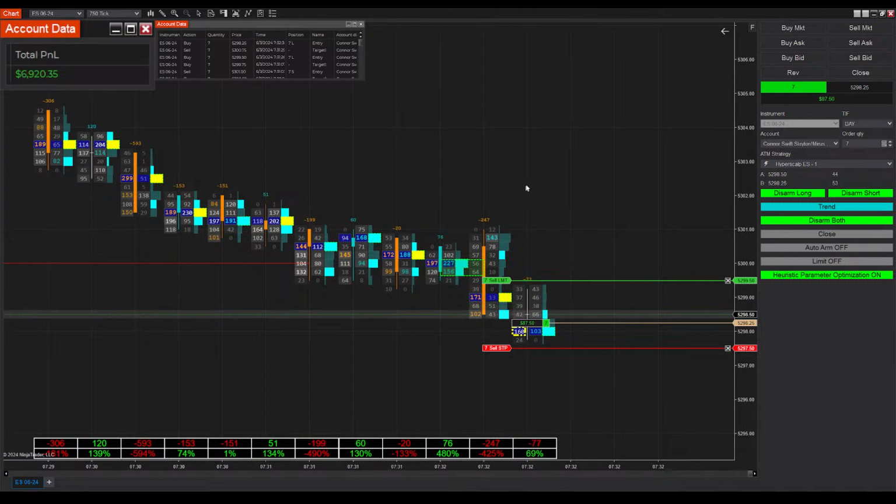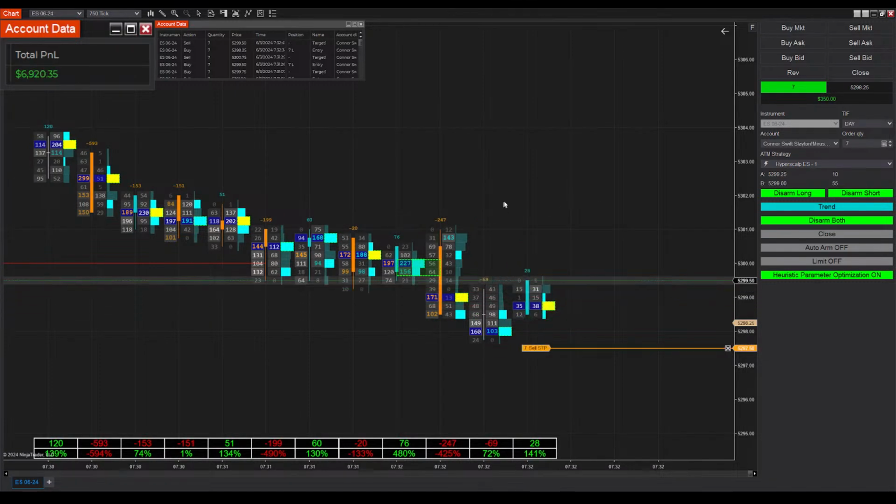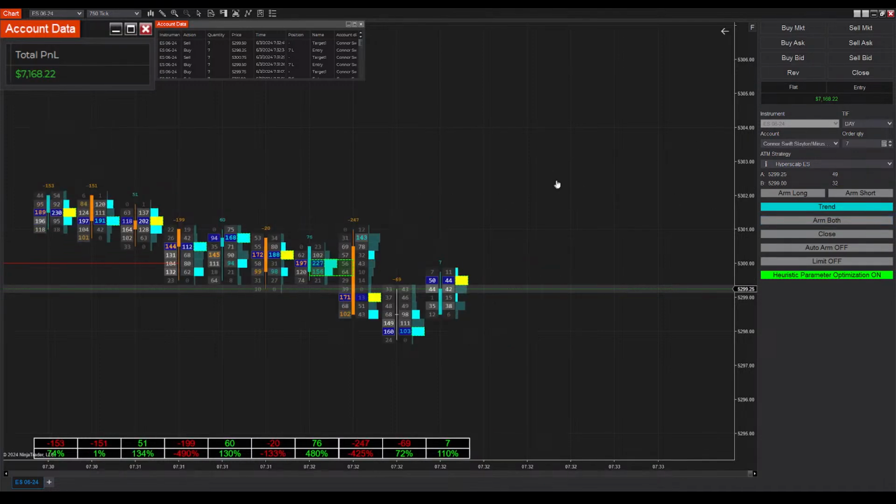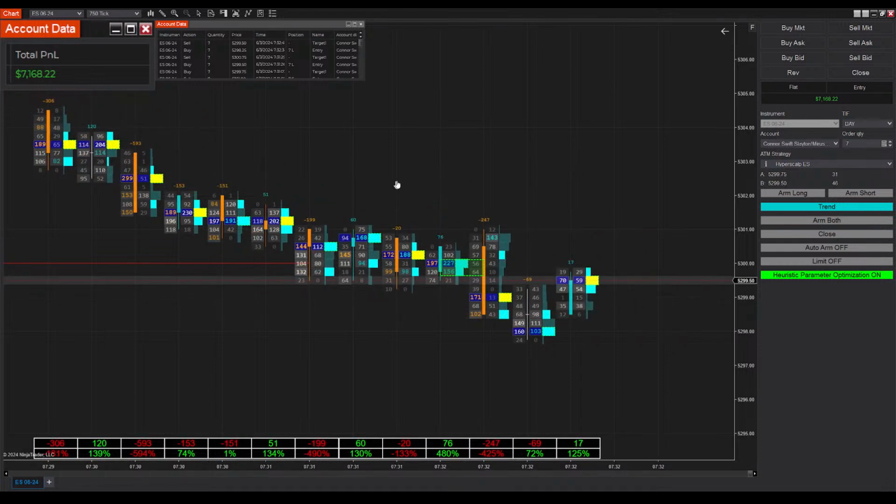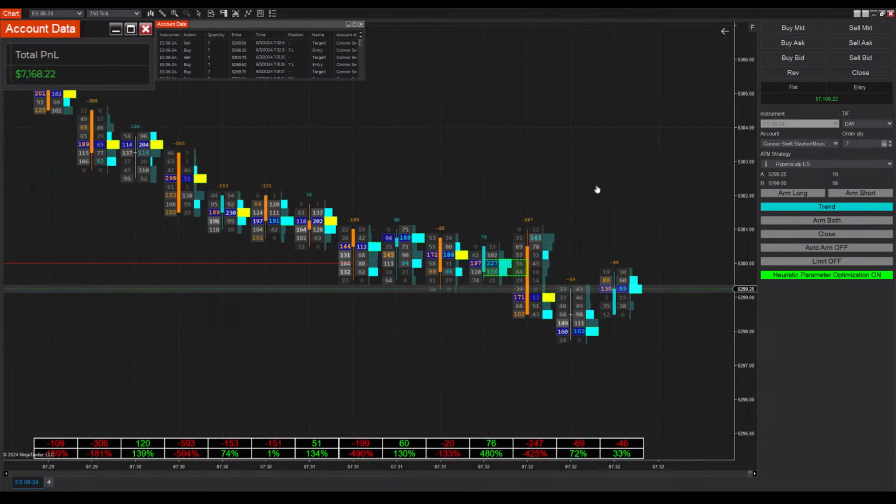We actually ended up getting filled into a long position here after we broke through this zone, and we ended up winning that trade. That's going to put us right over our goal today of $7,000 on the day. We've expanded our take profit to $7,000.